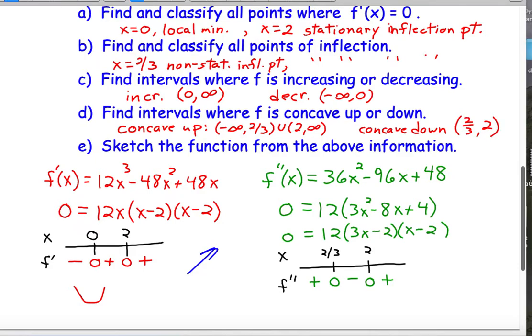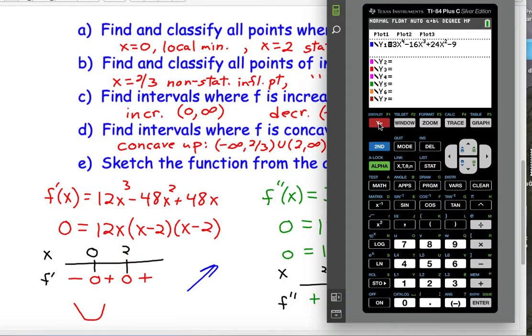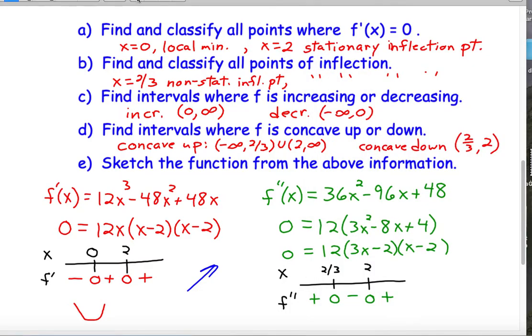Sketch the function from the above information. So we could go ahead and draw a rough sketch. I already graphed it on the calculator. We've got y equal. So there you see that, let me trace it at 2/3. So at 0 we have a local minimum, 0, -9. And I should probably put the y values in here for us. So 0, -9 is our local minimum.